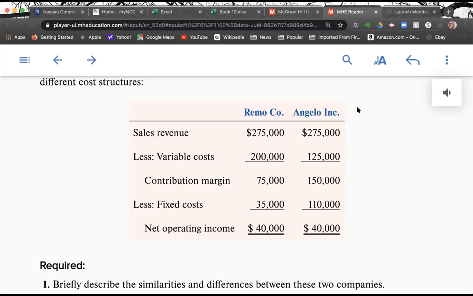So anyhow, let's look at these two companies now. How are these companies similar? Well, they have the same top line and the same bottom line.